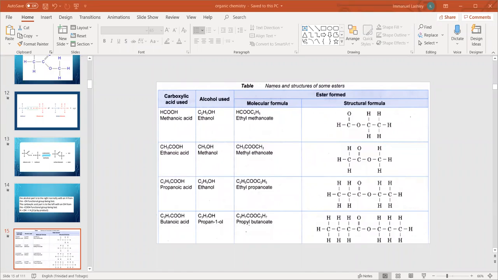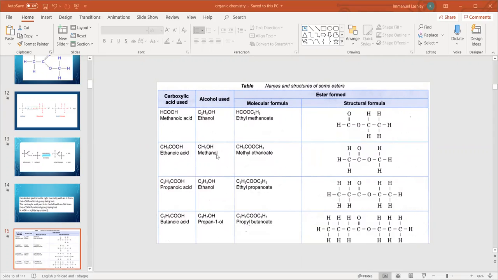Okay, so if we take ethanoic acid and methanol, we're looking at the second example. From the methanol, you take out the prefix met and add YL to it. From the alcohol, you take out the prefix and add YL. From the acid, you take out OIC, oic acid, and add OATE. So ethanoic acid plus methanol becomes methyl ethanoate plus water.